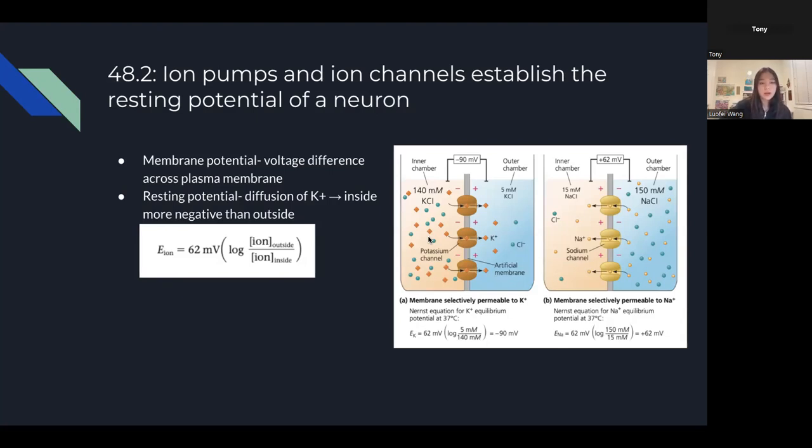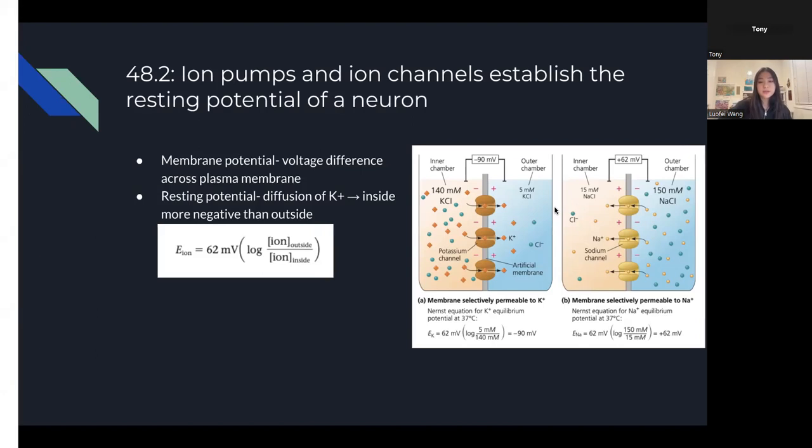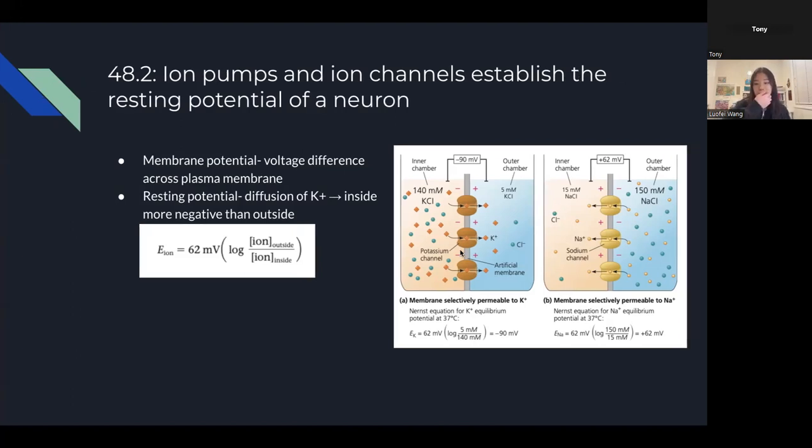And the sodium potassium pumps also contribute to that. These pumps actively transport out three sodium ions for every two potassium ions that go inside. The potassium ions return back inside through the pump, but more sodium ions leave than potassium ions. So if there's more positive charge leaving, the inside of the cell will be relatively negative compared to the outside.